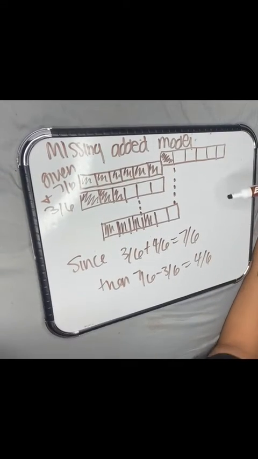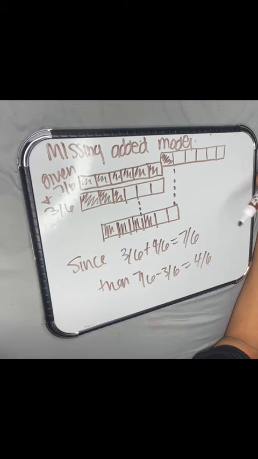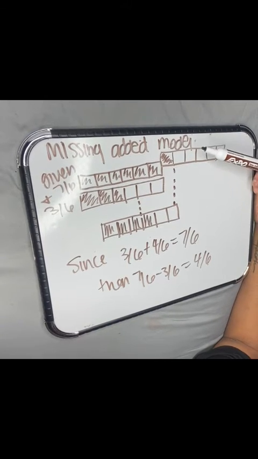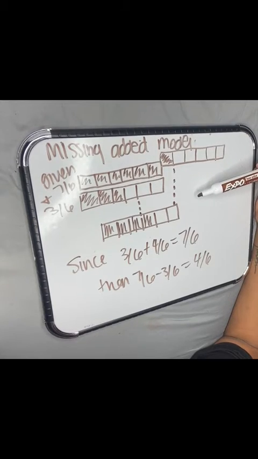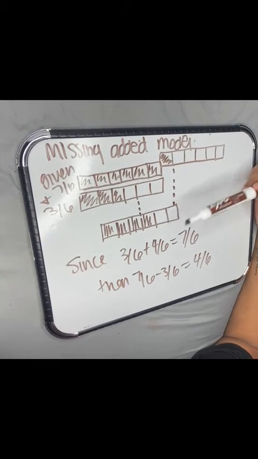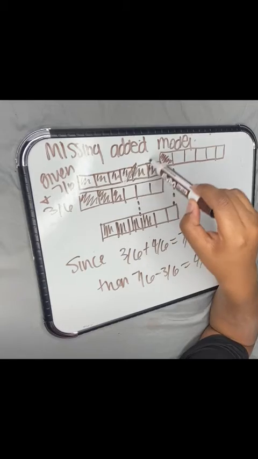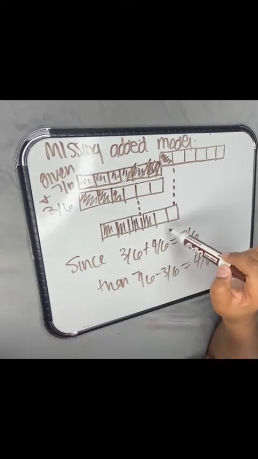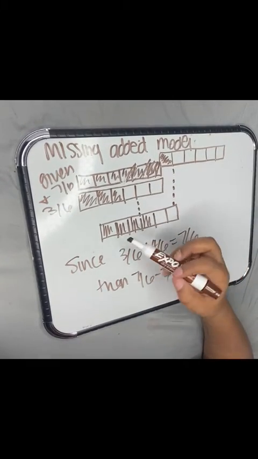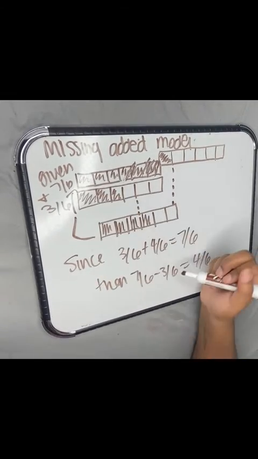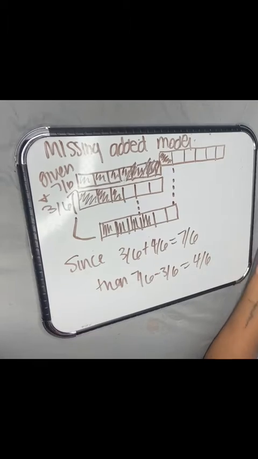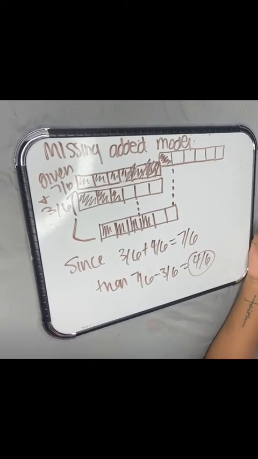This model is showing us how addition and subtraction are connected, basically. So we have the missing addend model. We are given 7/6 and 3/6, which we figure out, take away 3. That is giving us 4/6. So we know if 3/6 plus 4/6 is equal to 7/6, then 7/6 minus 3/6 must equal 4/6.